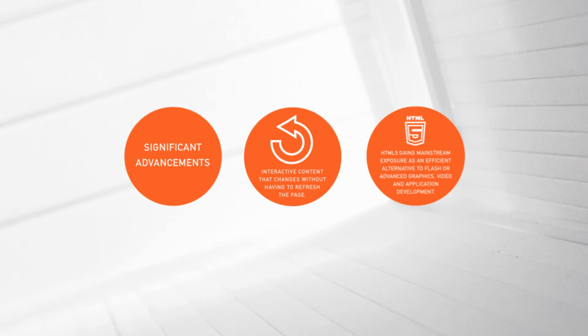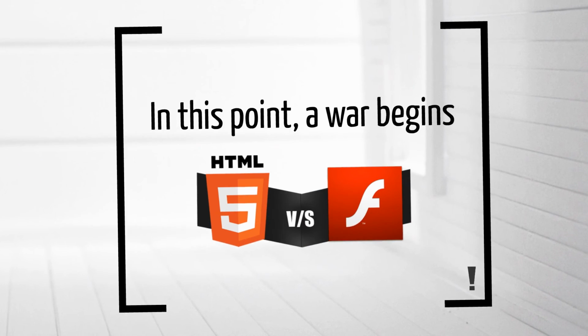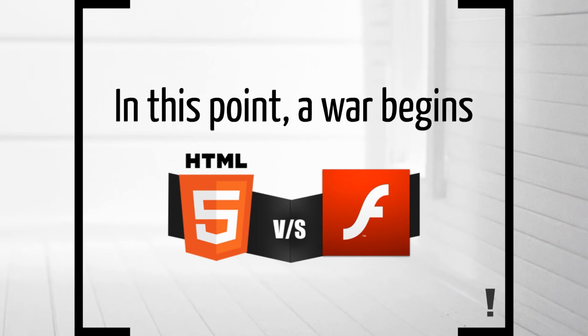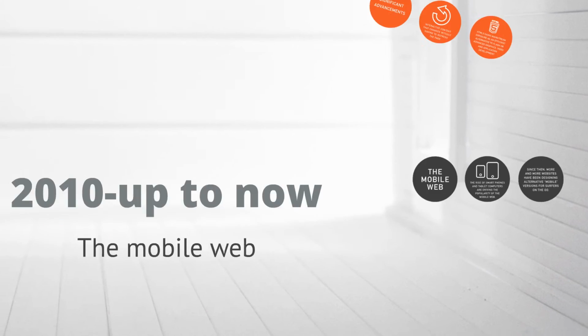And then also you had HTML5. So we went from HTML to Flash, and now we're back to a different version of HTML5, which is a code, and we're going to learn a lot of that in our class this quarter. HTML5 gains mainstream exposure as an efficient alternative to Flash. All right, it offered advanced graphics, video, and application development. And then now you have this war, I guess, between HTML5 and Flash.